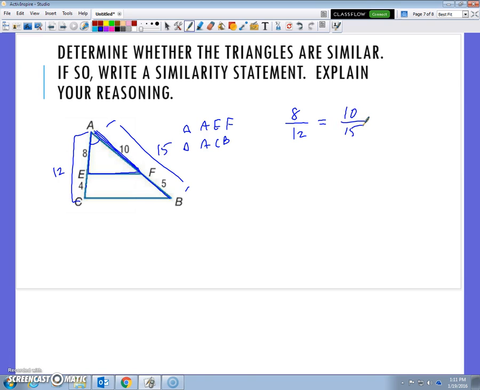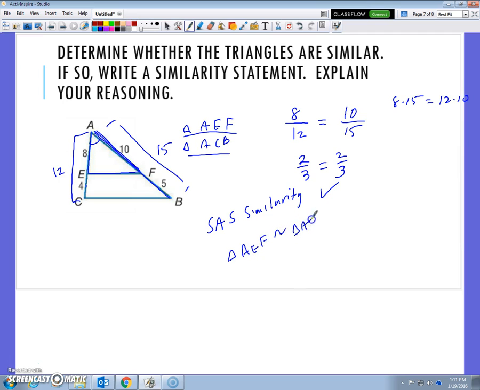15. And once again, you can find the cross product, 8 times 15, and that should equal 12 times 10 if they are proportional. Or you can just reduce the fractions, which I usually do. 2/3 equals 2/3. In this case, they are proportional. So once again, we do have a side angle side similarity. And since I already wrote down the two triangles that I'm comparing, I'm just going to write that as my similarity statement. Triangle AEF is similar to triangle ACB.